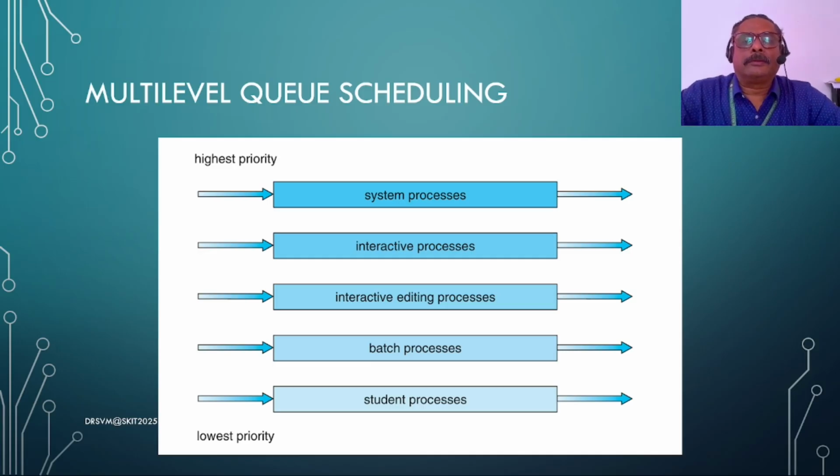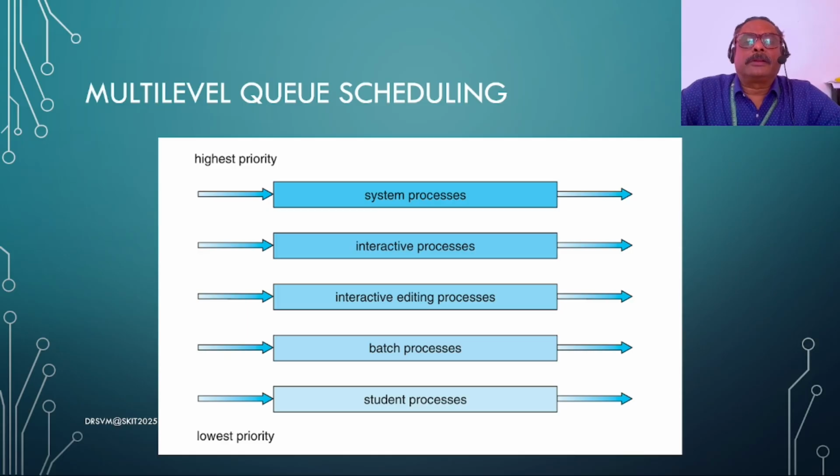So here we have various types of processes we can look at. The highest priority is given to the system processes that run under the kernel, and then the next priority is given to the interactive process. That means where a human is interacting with the system, and that has to be given immediate attention. But of course it is not as important as a kernel process, so it is given the second level priority.